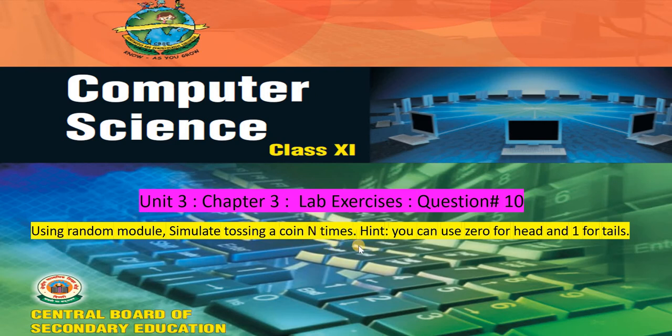And for every toss, the outcome, if it is head, we shall say 0. And if it's tail, we shall say 1. At the end of the tossing, after n times, we shall be counting all the heads and tails and display the result. So let's have a look at the Python code to find an answer to this question.